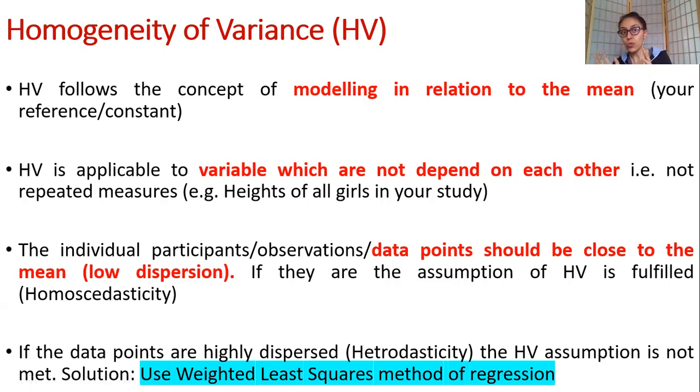Not within the scope of this unit, but if your homogeneity of variance assumption is not completely met, then the type of regression you do is weighted least squares regression. And if I'm not mistaken, I think I may have added a video to show you how this is done.